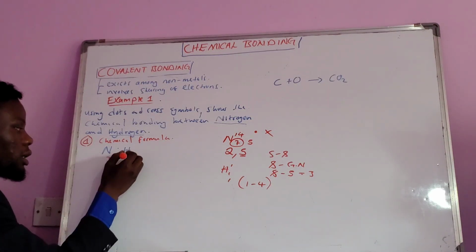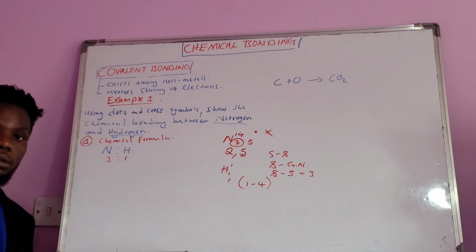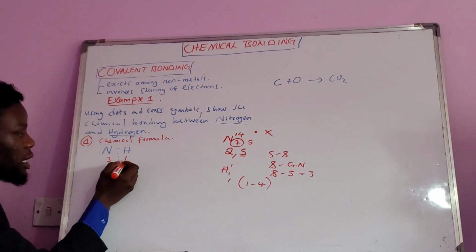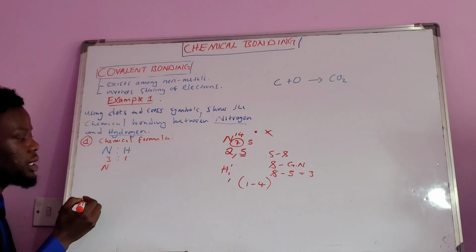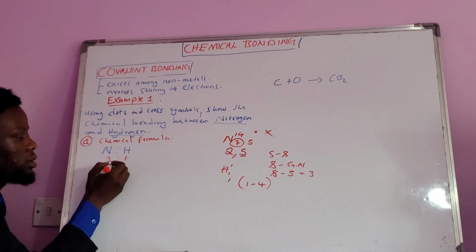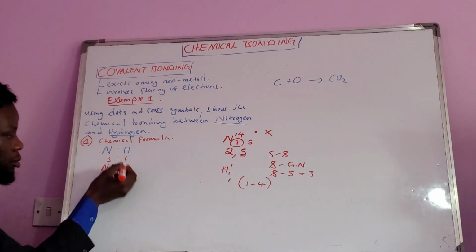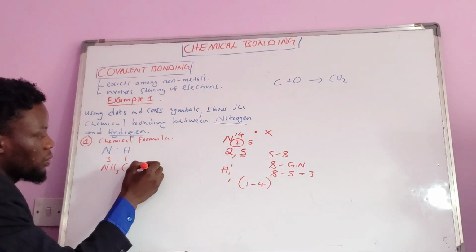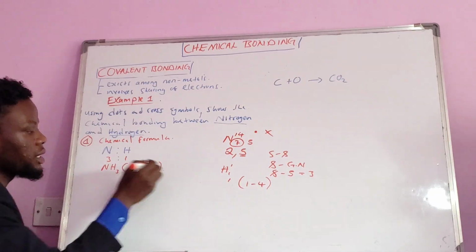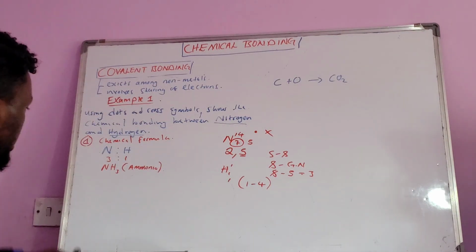So I'm going to put 1 here. Then after you do that, we are going to cross multiply. 1 times nitrogen, you're going to say 1, which is N. 3 times hydrogen, you're going to say H3. And this compound is what we call ammonia. That is the name for this compound. So that's the first step.